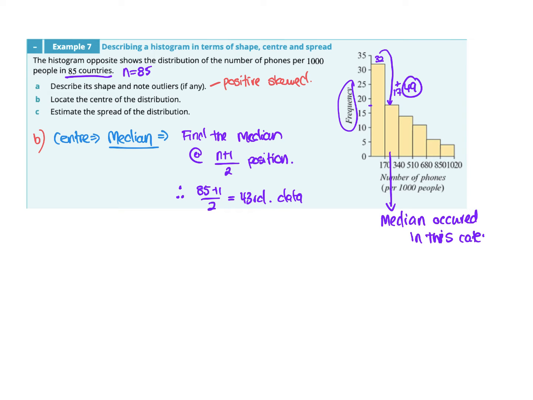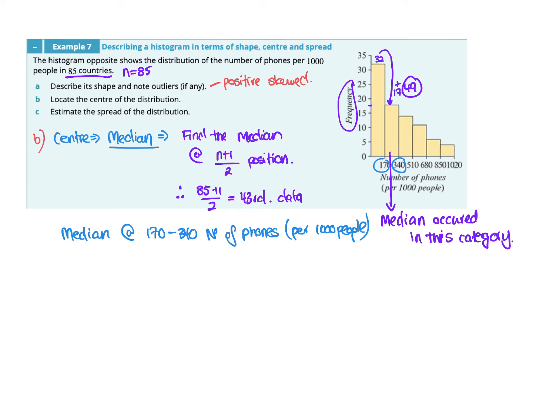So when you go to write about where the centre is, you can just say the data has a median at, now I'm just going to say it was 170 to 340 number of phones per 1,000. So that was the median per 1,000 people. Okay, so there's how you can get the median. Now you can do dot point.